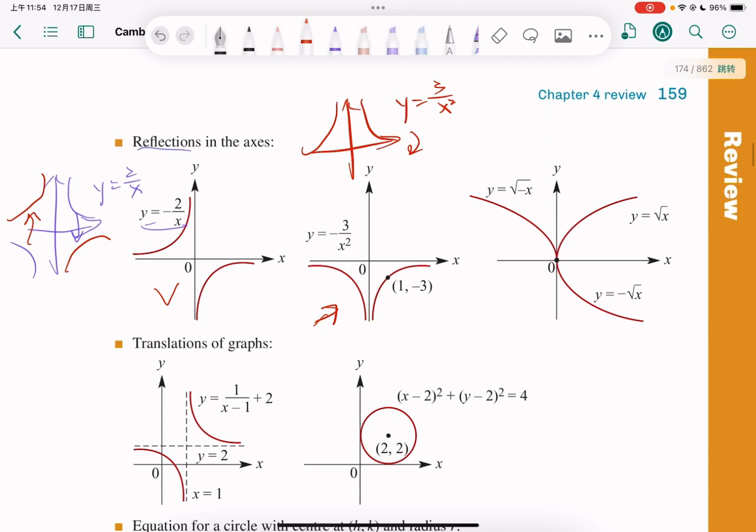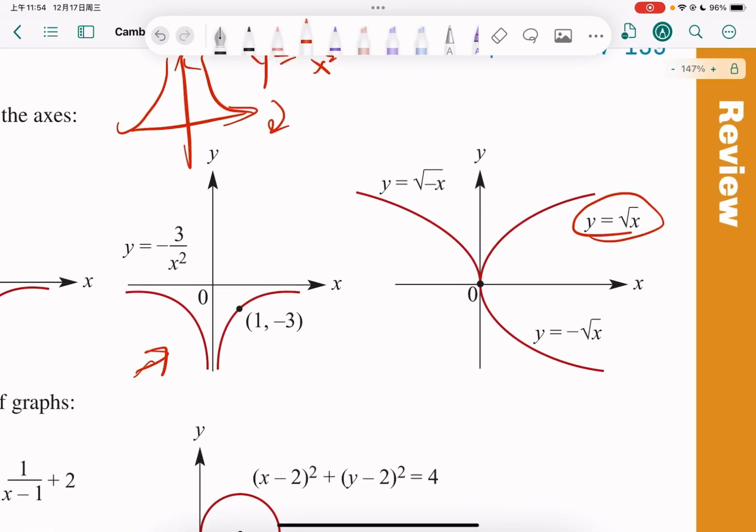And about this square root, so square root of x is in the first quadrant, which you can take the 0, 0 value. If it's reflected in the x-axis, then we'll have a negative sign in front, which it goes down to the fourth quadrant. If we have a negative sign inside the root, then it will be flipped along the y-axis.